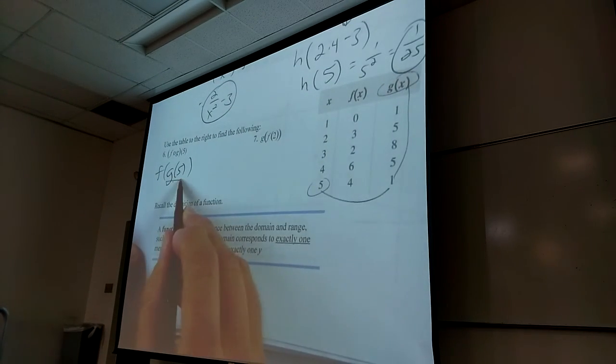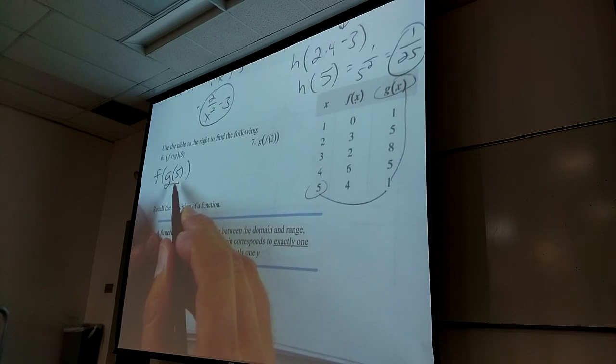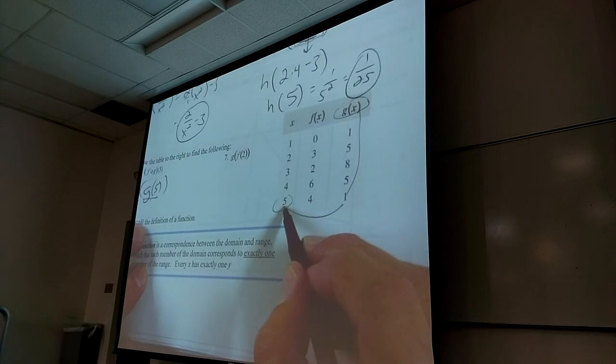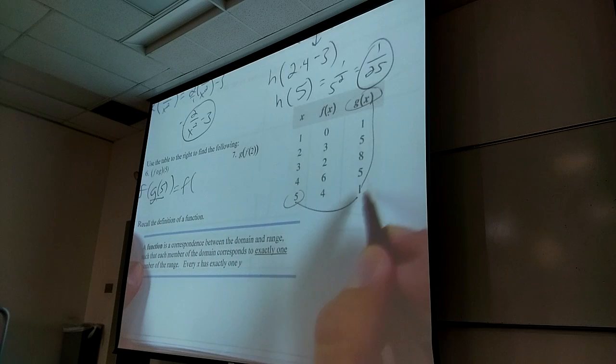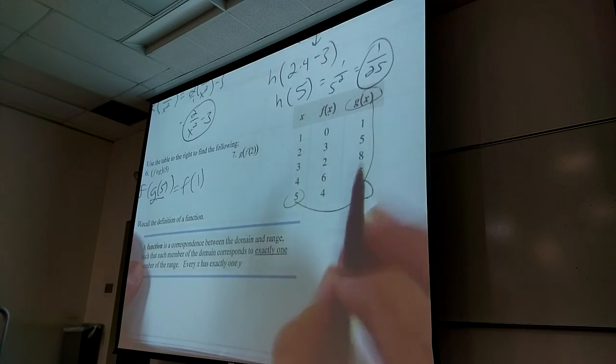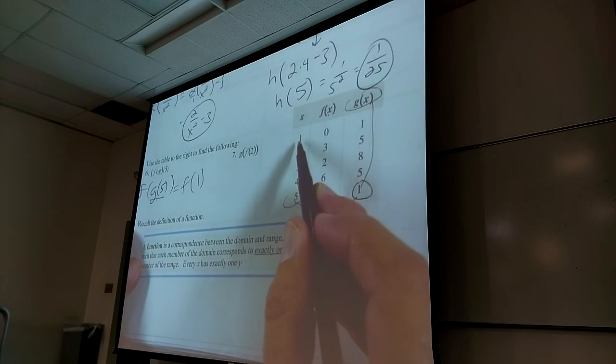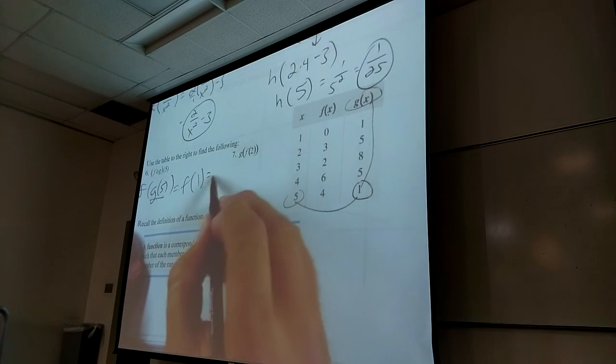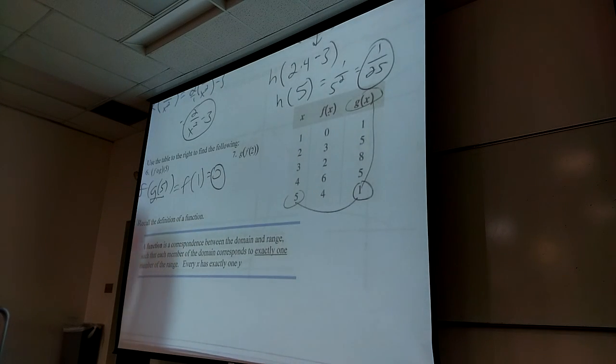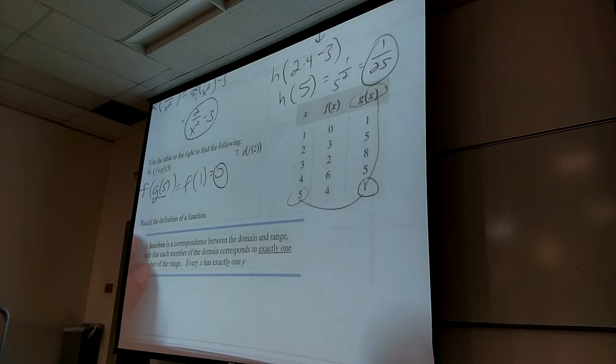Which outputs do I want right now? G outputs. For which input? 5. So this becomes f of 1. And what's f of 1? Yeah, when you plug a 1 in, I get a 0 out. Bam. Do you guys see how that's actually better? They've already done the work. You don't have to square and subtract. You already did it. Whatever it was, they did it.